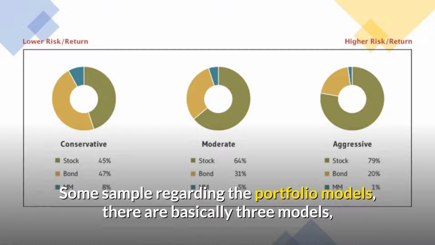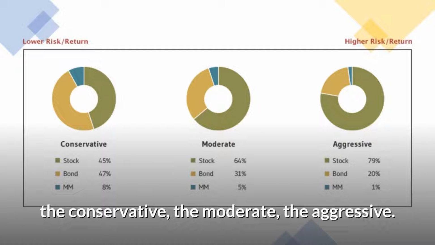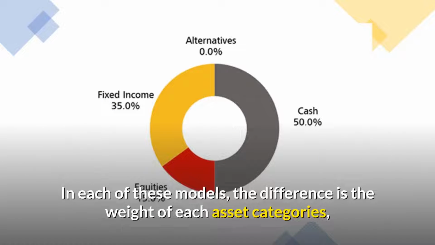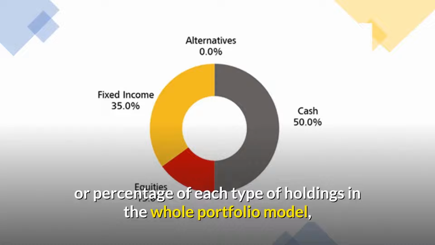There are basically three models: the conservative, the moderate, and the aggressive. In each of these models, the difference is the weight of each asset category, or the percentage of each type of holding in the whole portfolio model.